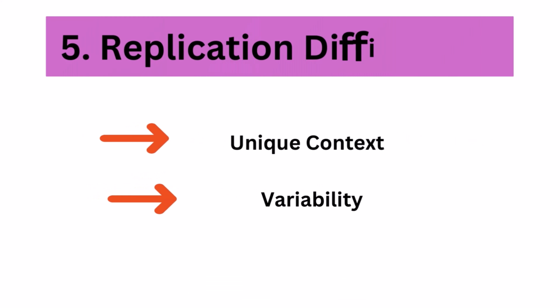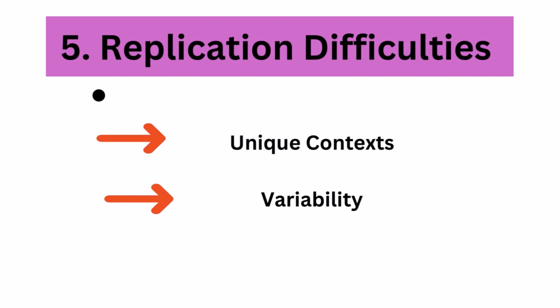5. Replication difficulties. Unique contexts. A case study's specific and detailed context makes it difficult to replicate the study exactly, limiting the ability to validate findings through repetition. Variability. Differences in contexts, researchers, and methodologies can lead to variations in findings, complicating efforts to achieve consistent results.